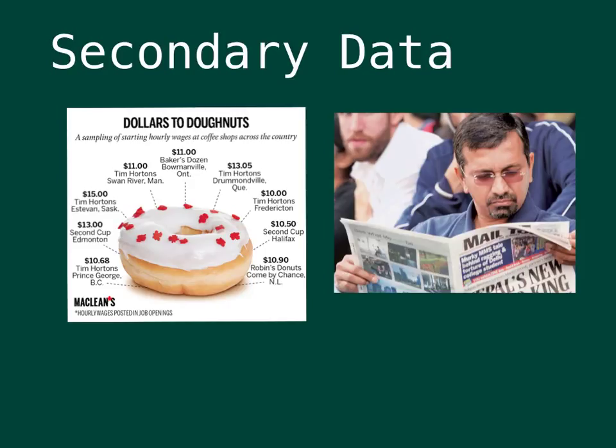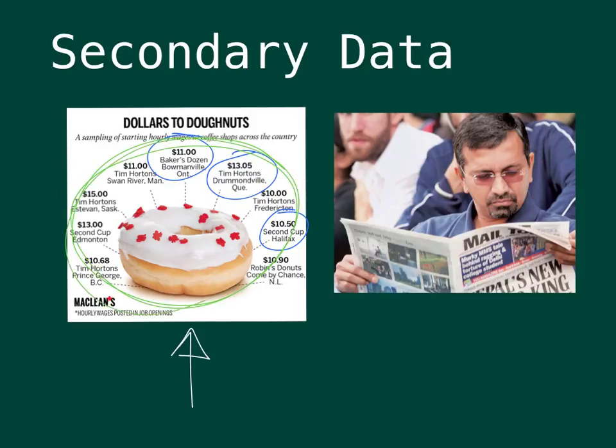Secondary data is primary data that someone has taken and interpreted and then given to you. So for example, in this case, we see an infographic that talks about the amounts of money that people make working at different donut shops across Canada. Someone has taken the time to call these donut shops, ask them what their hourly wage is, and then put them together in a way that you can make a comparison by looking at them.